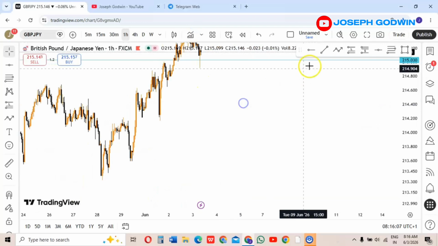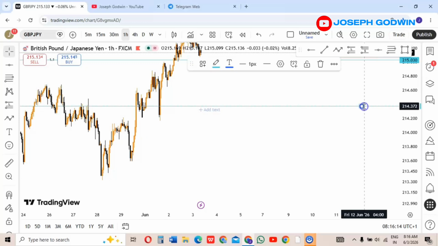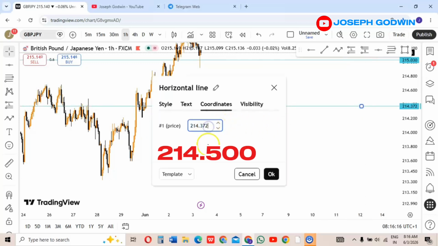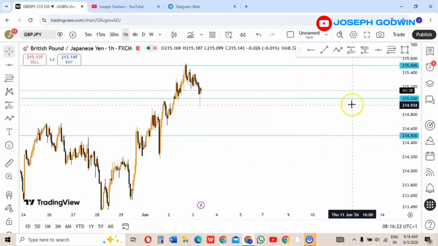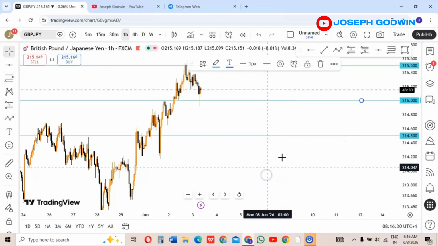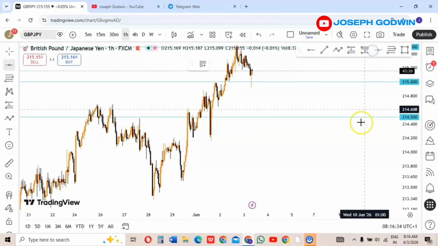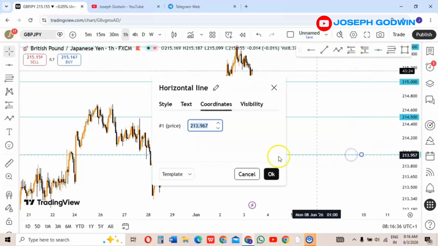Now let's draw it to the downside again. So below it now is what? Let's say before 215, that is 214.500. Sorry, I made a mistake here. This is 215.500. So this is how it basically works, and to the downside too.